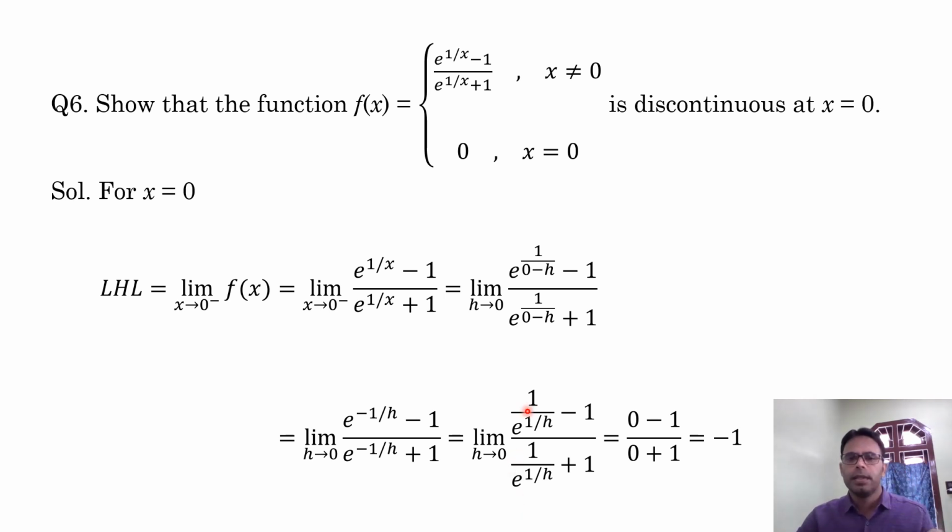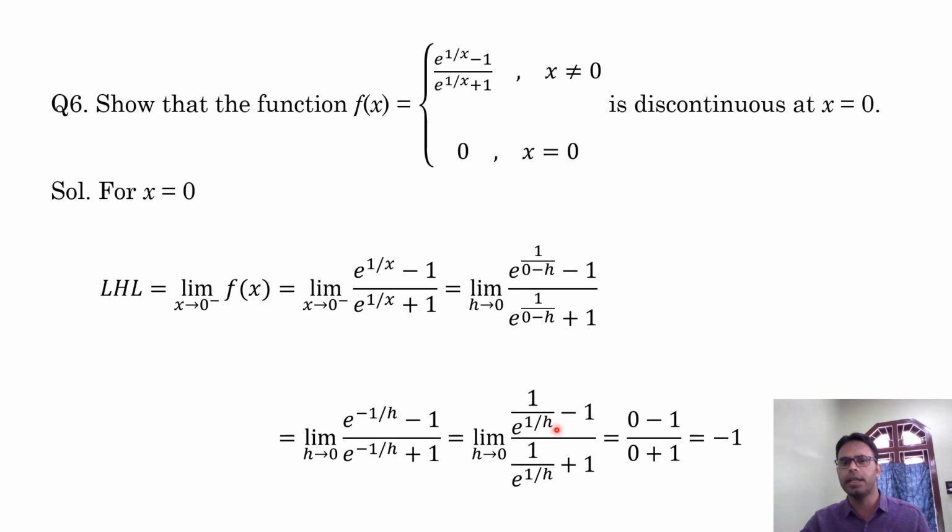Now let's try to use the limit. You see 1 by e to the power 1 by h; notice this 1 by h. Since h is tending to 0, 1 by h is tending to 1 by 0, which is infinity. So this becomes infinity, and e to the power infinity, something to the power infinity, is again infinity. So this e to the power 1 by h is infinity. This total thing becomes infinity.